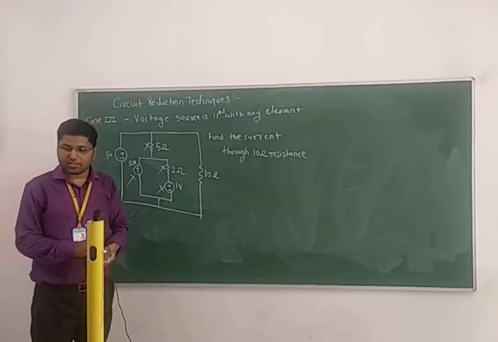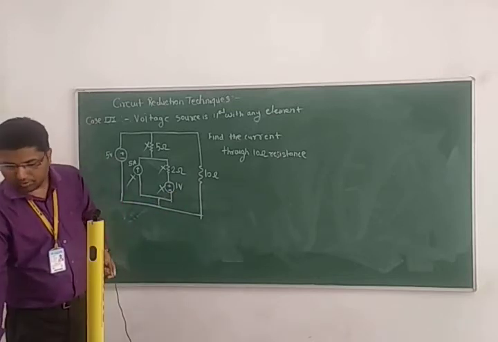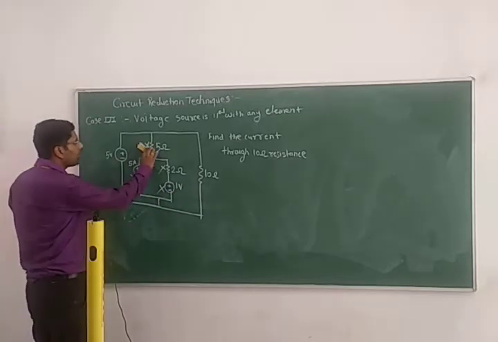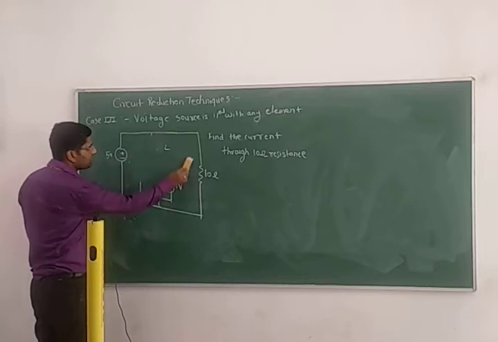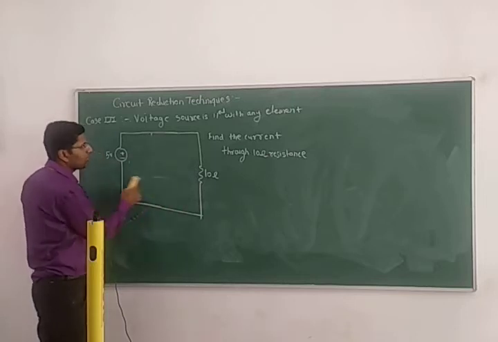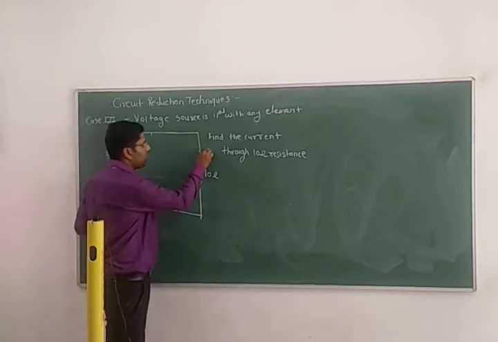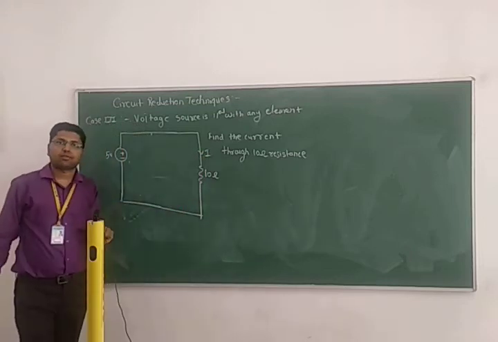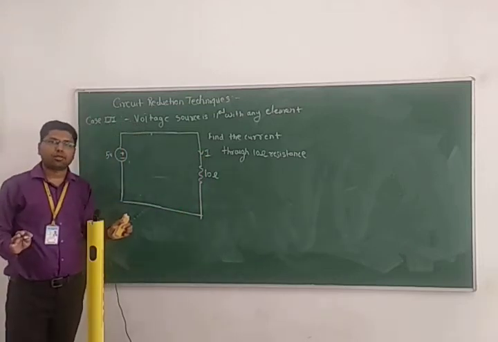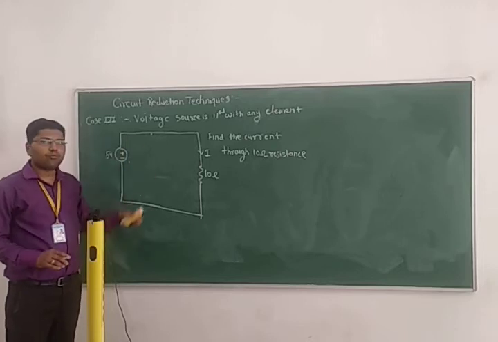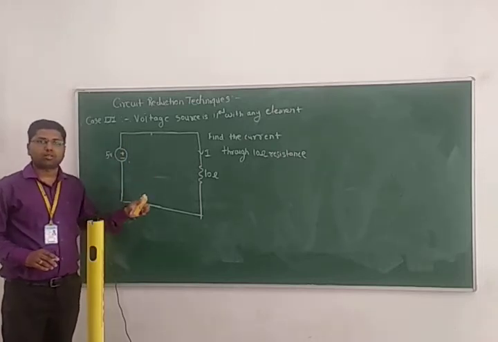Your simplified circuit will be, I will eliminate this, and the current, that is your final answer. Is that simple? So that is the way you can find the current through the 10 ohm resistance.